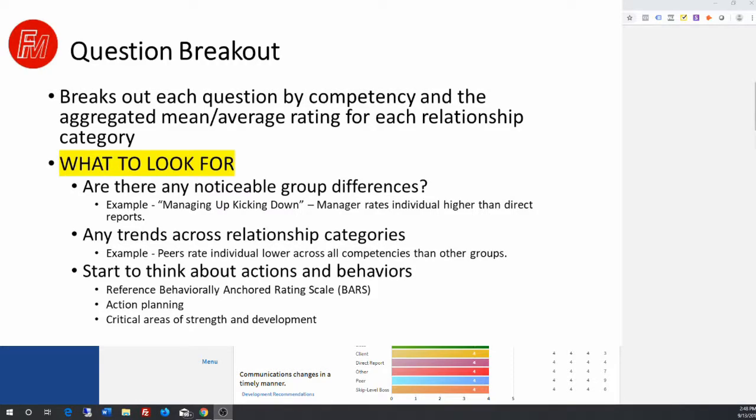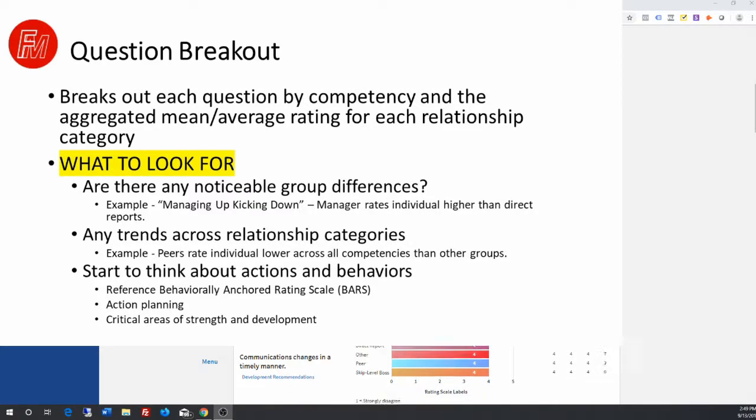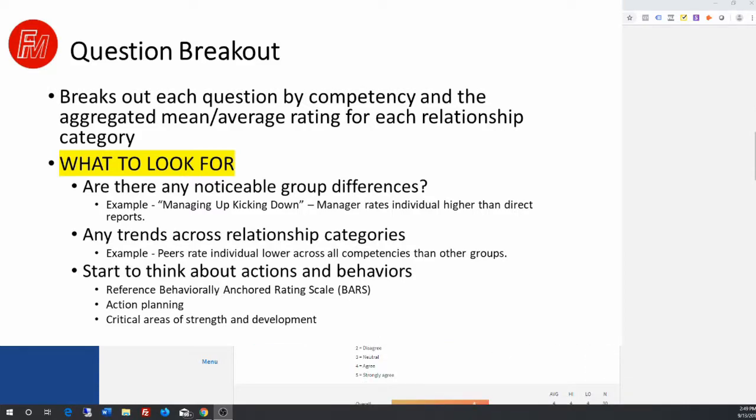The question breakout section is usually going to be the heart of the 360 report, because this is where you're going to start to see the observable behaviors, where you're going to start to get more granular detail on how people were rated on individual behaviors and what those rating scales mean. If your 360 survey is using the behaviorally anchored rating scale system, you want to pay attention to those. They're going to help you get a real good understanding of the behavior that is occurring for each of these questions. And once again, you always want to be thinking in terms of how critical these questions are to either the current role or future roles.